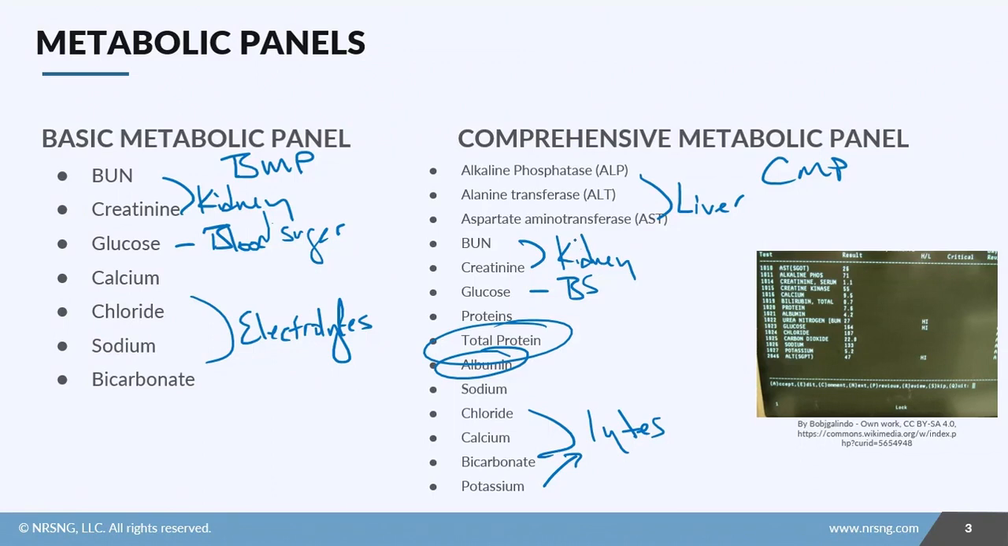So if you have to get a quick response for, hey, we need to see what's going on with my patient's kidneys and their blood sugar and electrolytes, then request a basic metabolic panel, because it's going to give you that information quickly. Whereas if you need something that's going to be a little bit more in depth, your CMP is going to be your better one. Just remember that it's going to take longer.